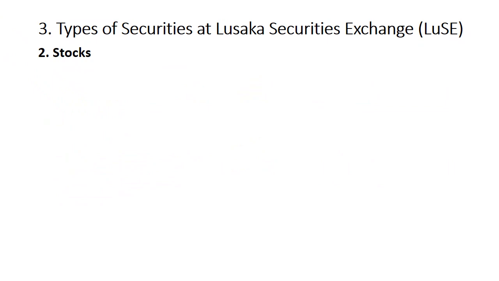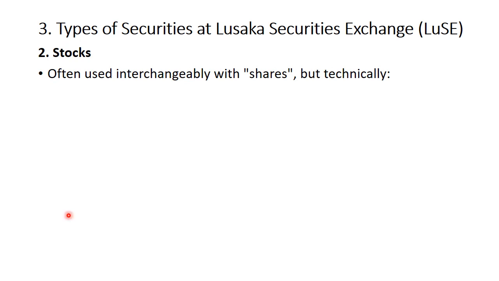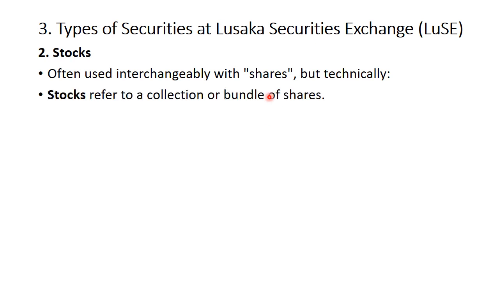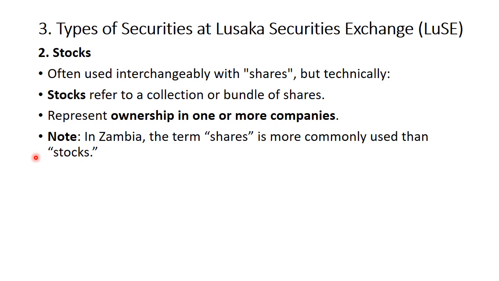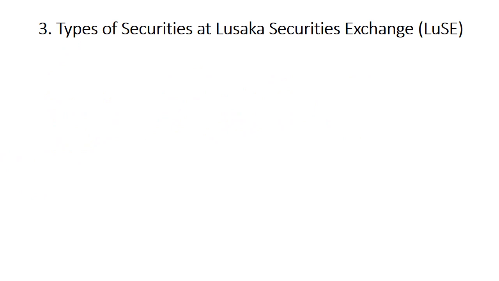The next type is called stock, but this term is often used interchangeably with shares. Technically, stock refers to a collection or bunch of shares. So stock is not just one share, it's a lot of shares. But sometimes we use it where shares shouldn't be used. They represent ownership in one or more companies. So that's the difference. A share is like a small thing, stock is like a lot of shares. In Zambia, the term shares is more commonly used than stocks, so in Zambia we use shares instead of stocks.